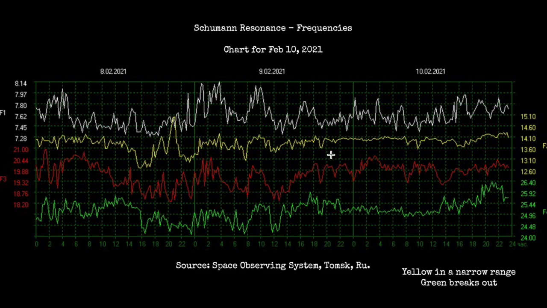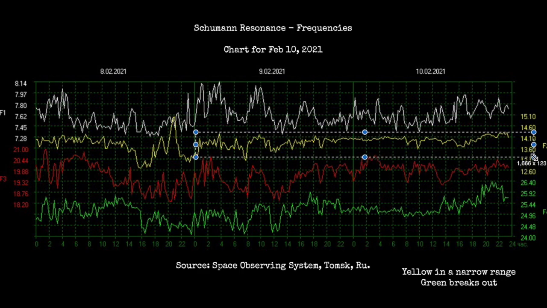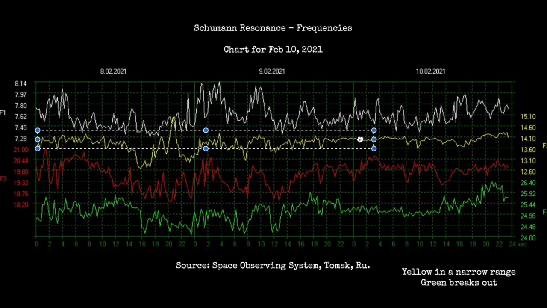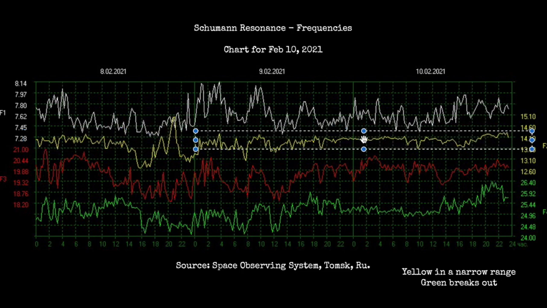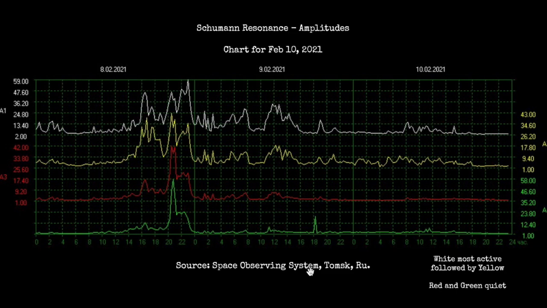Let's go through the black charts. The frequencies, it's really interesting because look how the frequency of the yellow has really narrowed out. And if you can see, it was actually like that before the big wave here that occurred at this time, about 1600 hours. So it's back to this narrow range. Red, not so much. The green went to a narrow range and is now broken out. The white and the red are the least affected by the narrowing of the frequency ranges. And then in amplitudes, everything has just come way off.